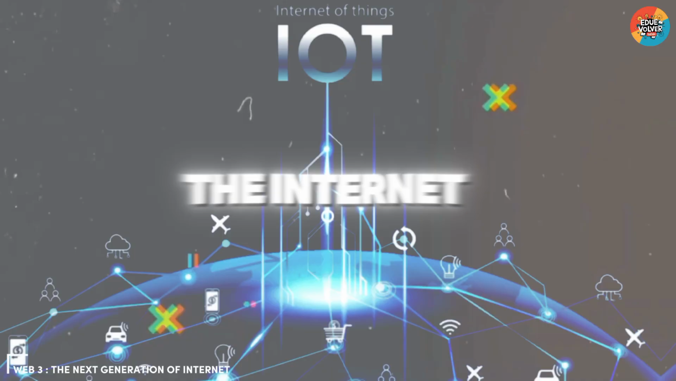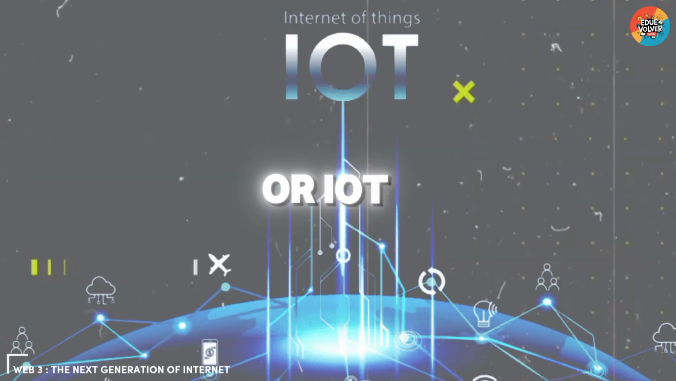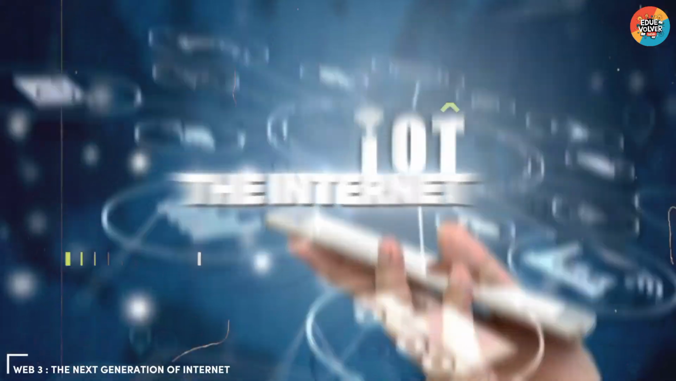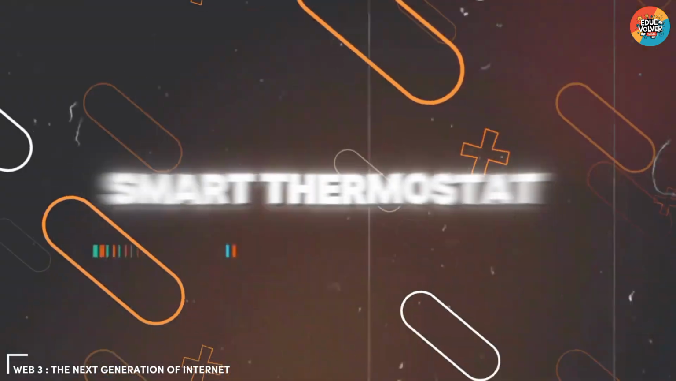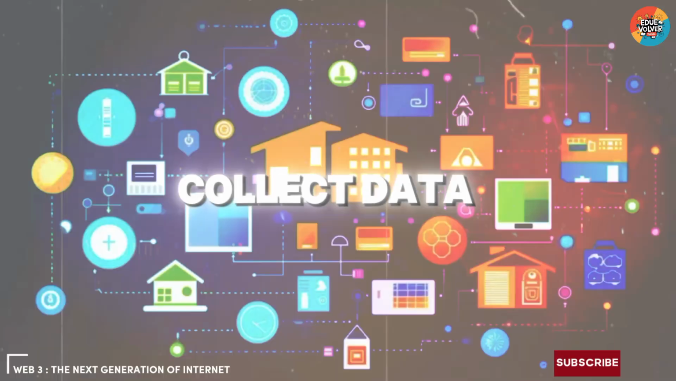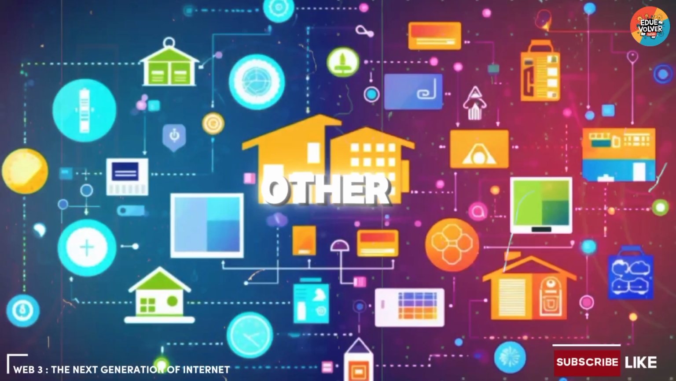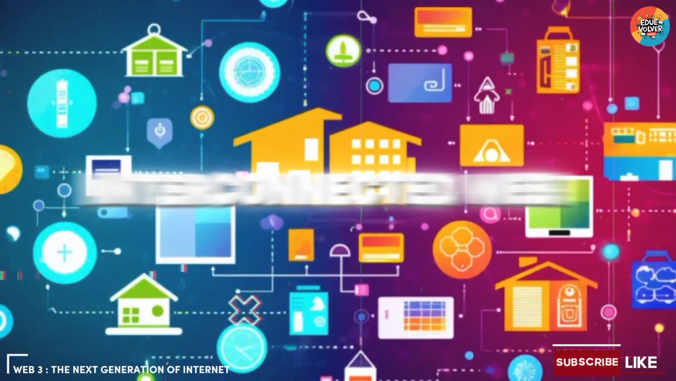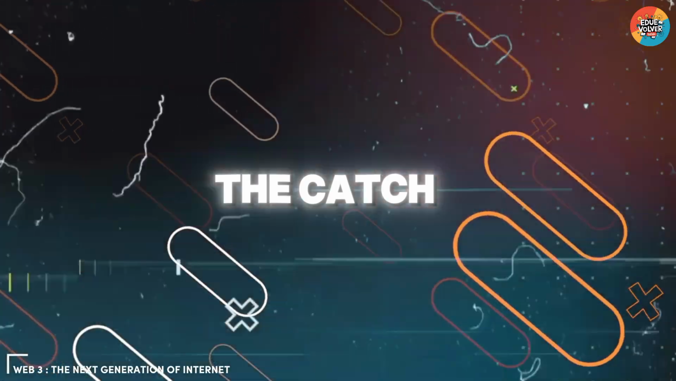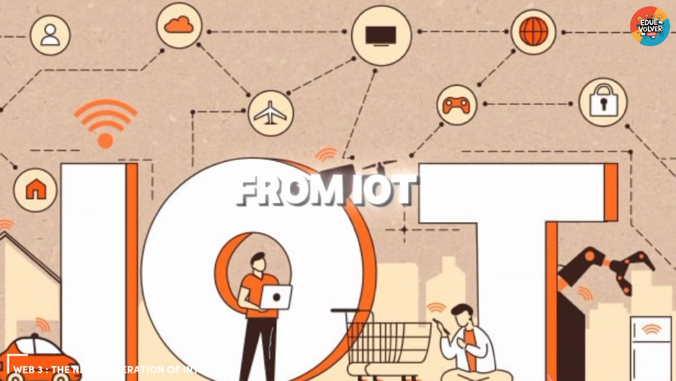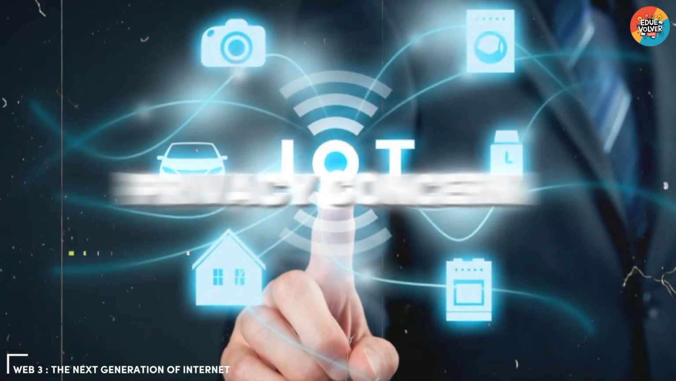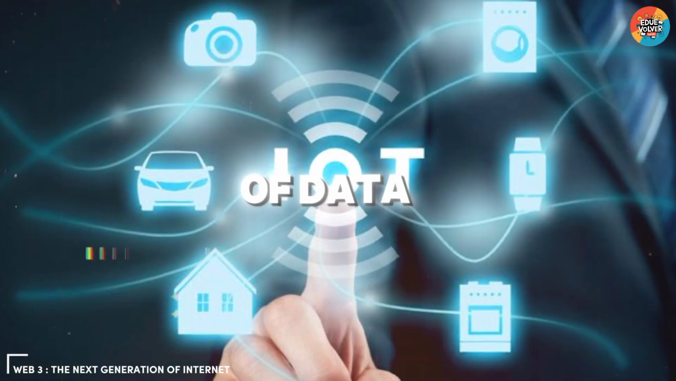Now let's bring in the Internet of Things or IoT. IoT refers to all the smart devices connected to the internet: your smartphone, smart fridge, smart thermostat, even your fitness tracker or your car. These devices collect data and communicate with each other, creating an interconnected web of smart technology that makes our lives easier. But here's the catch. Right now, much of the data from IoT devices is stored and controlled by big companies, which raises privacy concerns and risk of data breaches.